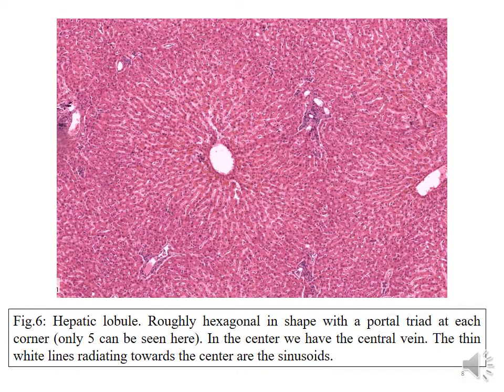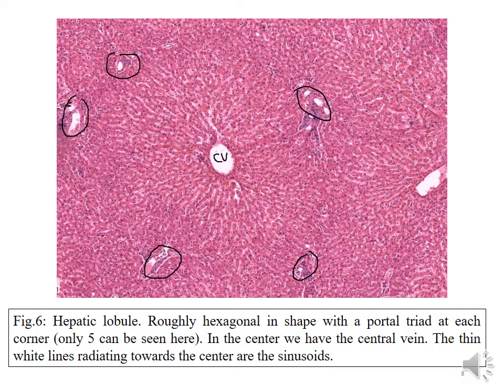So this image shows the hepatic lobule. The hepatic lobule, although it is hexagonal in shape, not necessarily that we can see that clearly in the slide. In the center of the lobule, we have the central vein, and all the thin white lines that appear to be radiating towards the central vein, these are the sinusoids. At each corner of the lobule, we have a portal triad. Here we have, for example, and here, these are all portal triads. Now, it is hexagonal, so there should be 6 corners. So for each lobule, we have 6 triads. However, here we do not see all of them, we see only 5 of them.